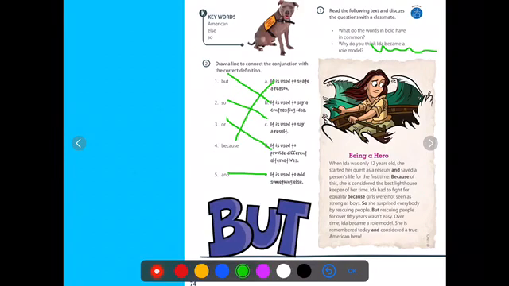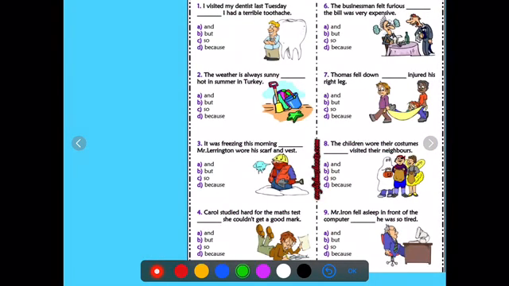All right, I hope that this activity really helped you. And here I have some activities for you to practice and to have a better and full understanding of these 4 conjunctions. I visited my dentist last Tuesday. Blank, I had a terrible toothache. What is the reason? Very good. Because I had a terrible toothache. That is the reason I went to the dentist.